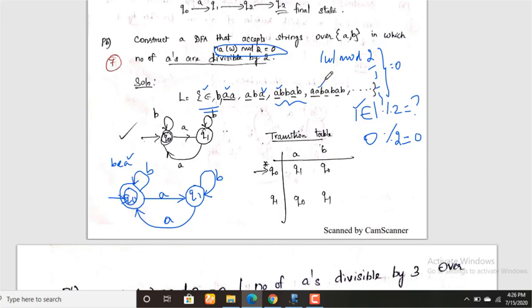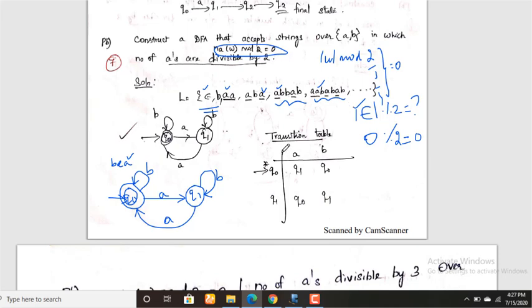Next, AABABAB. On receiving A it moves to Q1, on receiving one more A it goes to Q naught, on receiving B it stays in Q naught, on receiving A it moves to Q1, on receiving B it stays in Q1, on receiving A it moves to Q naught, on receiving B it stays in Q naught, which is the accepted state. So this string is also accepted. Your finite automata works perfectly for strings where the number of a's is divisible by 2. What is the next step?